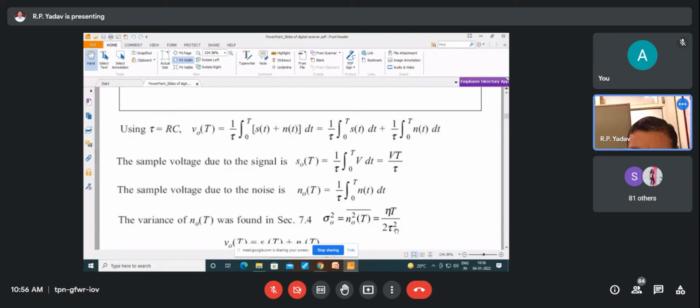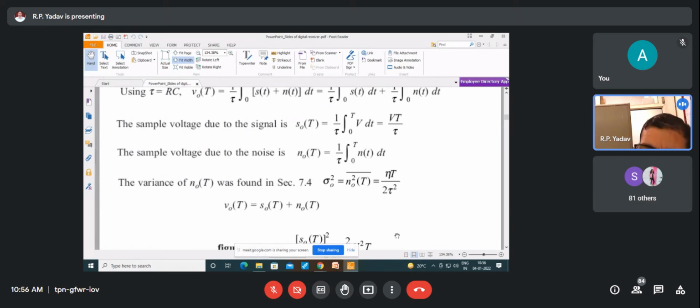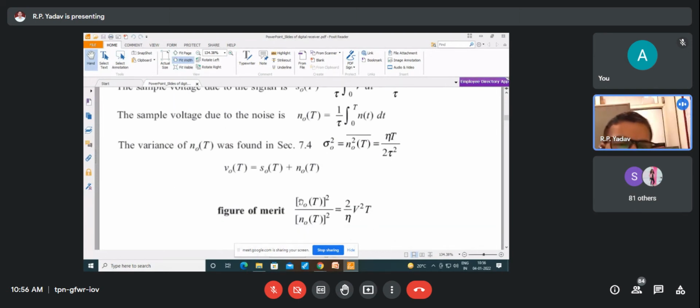So the relationship between this output voltage produced by my desirable signal and my noise signal: how do they work together, or how can noise create a problem for the output signal? So what is my output? Output is S0T plus N0T.